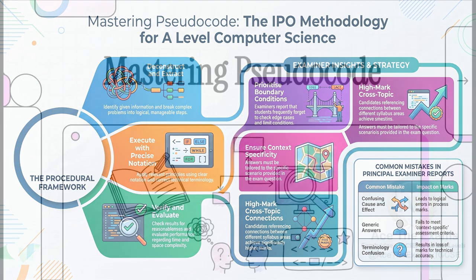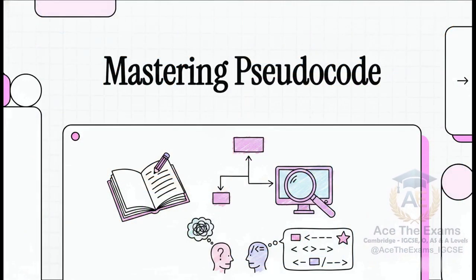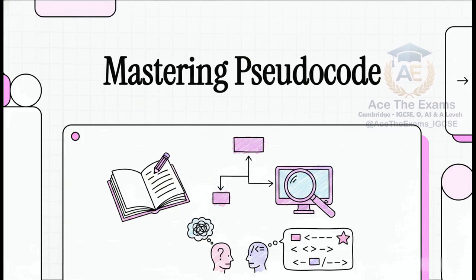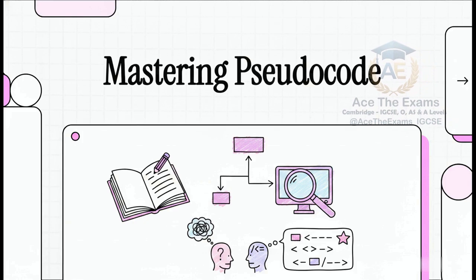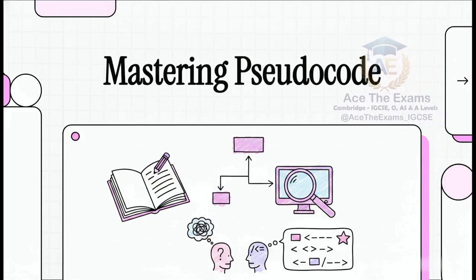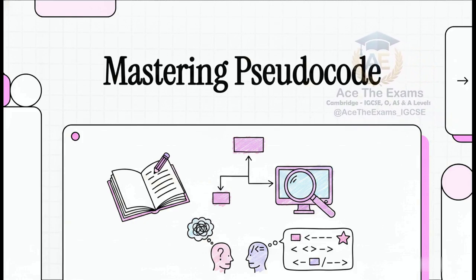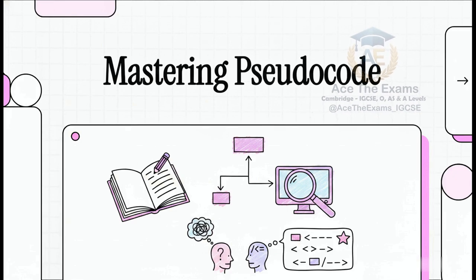If you are preparing for your Cambridge Computer Science exams, specifically focusing on the 9618 AS and A level, but honestly, even if you're building your foundation in the 0417, 0478, 0983, 0984, or 2210 syllabus codes, you already know there are certain topics that just consistently trip candidates up.